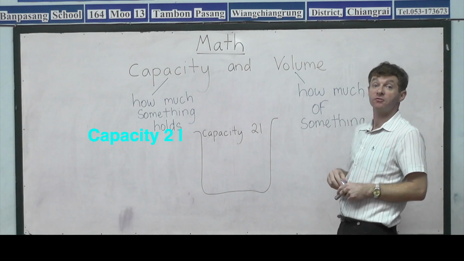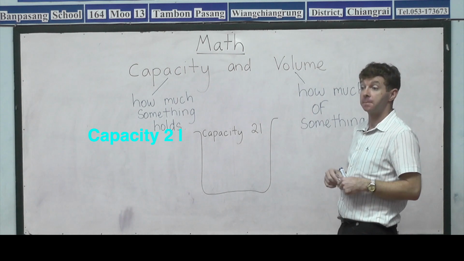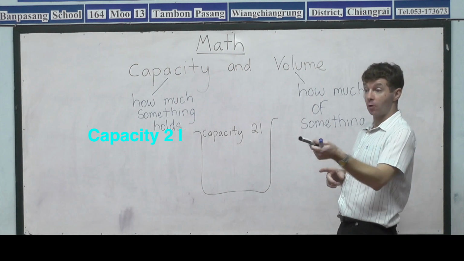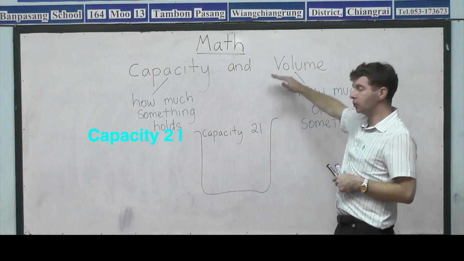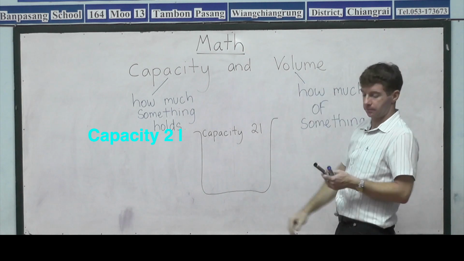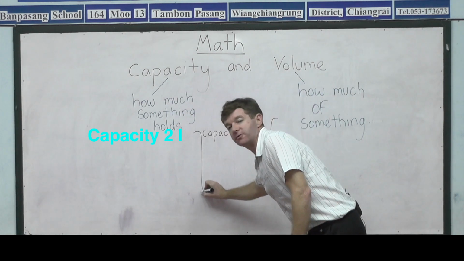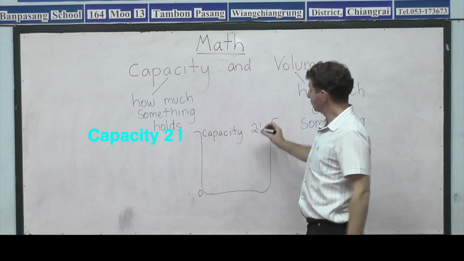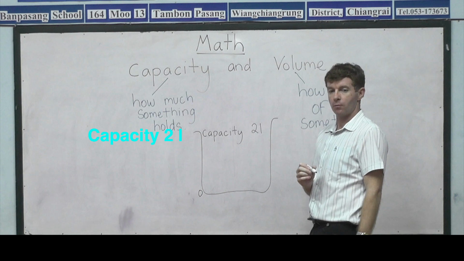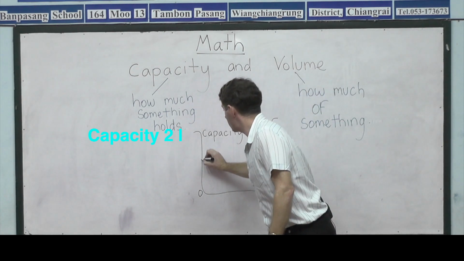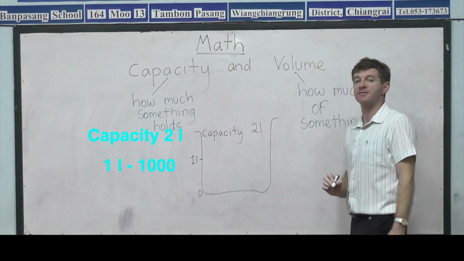Now somebody else give me a volume for our container. 500. Okay, we have 1 liter or 500 milliliters. Which would you like? 500 milliliters. Okay, can volume be greater than capacity? No. Okay, so capacity, 2 liters. What goes at the bottom? Zero. If the capacity is 2 liters, what would halfway be? 1 liter. So halfway will be 1 liter.